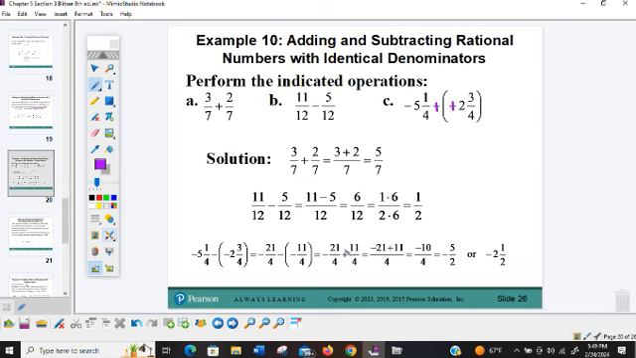So we have negative 21 over 4 plus 11 over 4. Now, one's negative, one's positive, so remember, we're going to subtract. 21 minus 11 is 10. And because I had more negatives, I'm going to have negative 10 over 4. You always keep the sign of the bigger. We had more negatives than positives. Now this reduces to negative 5/2. That's an improper fraction. We can also make this a mixed number of negative 2 and 1/2.